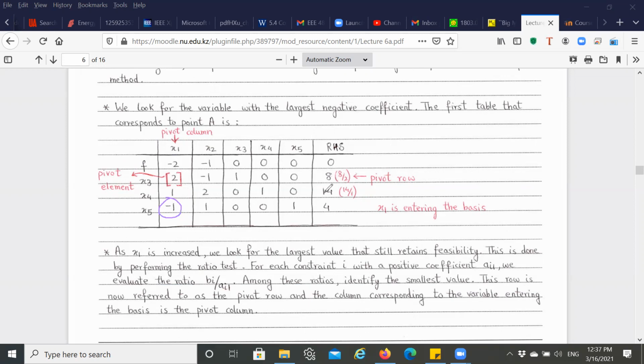8 divided by 2 is 4, 14 divided by 1 is 14. So between 4 and 14, we see that this one is lesser. So we obviously choose this as our pivot row. So we have a pivot column, we have a pivot row, and we meet at this point, which would be our pivot element. The pivot element decides which variable will be leaving and which variable will be entering the table. Okay? Is it clear so far?